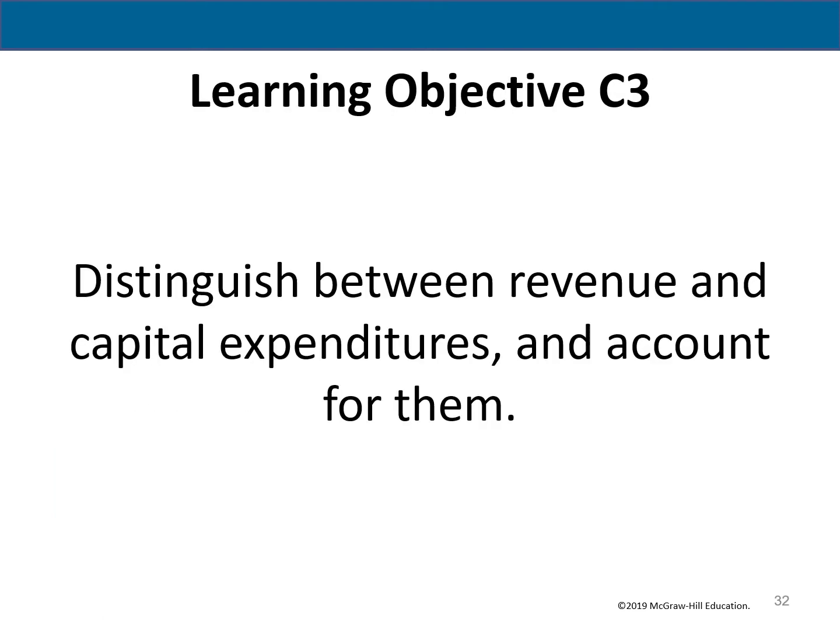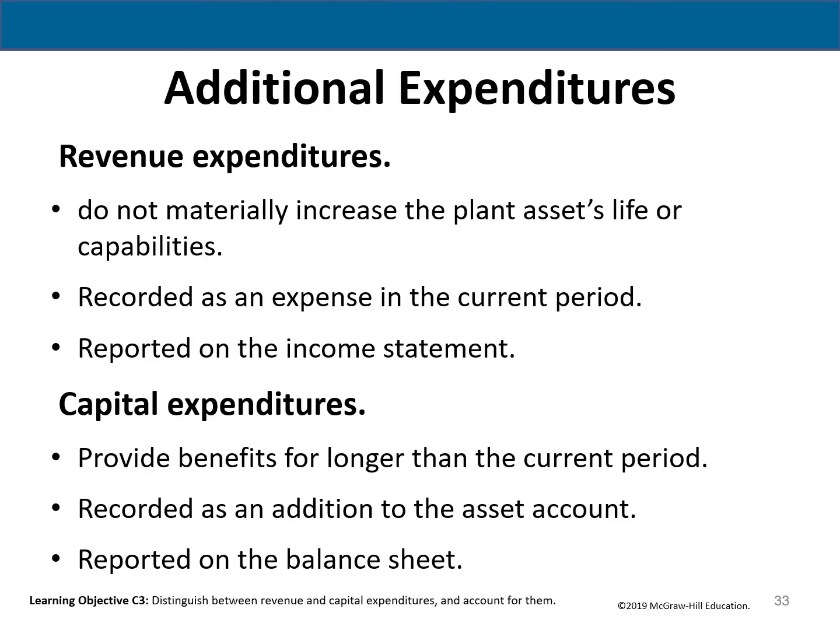So what's the difference between this thing called revenue and capital expenditures, and how do we account for them? Well, a revenue expenditure is an expenditure on a plant asset that does not materially or significantly increase the plant asset's life or capabilities. It's recorded as an expense and reported in the income statement. So you can look at these as more normal expenditures to keep the asset up and running properly, like an oil change for a vehicle, painting of a building, lubrication of equipment.